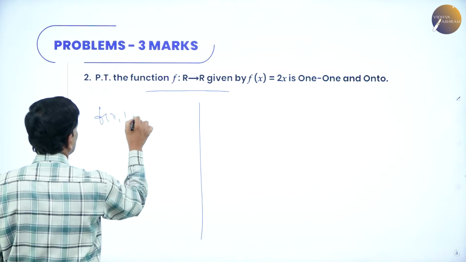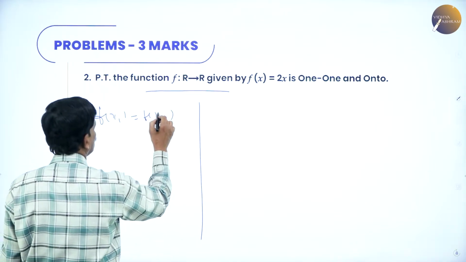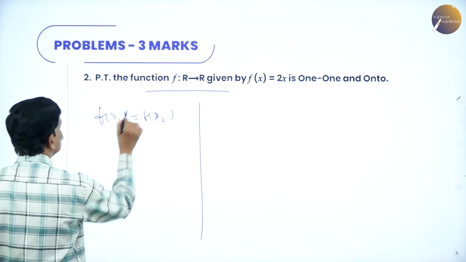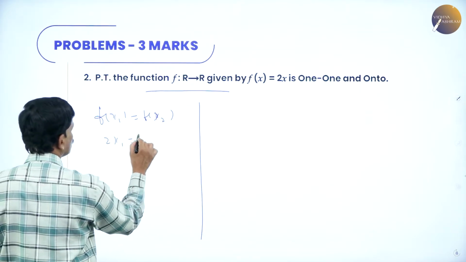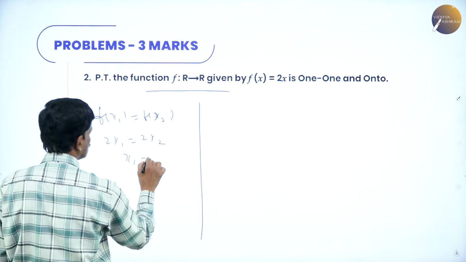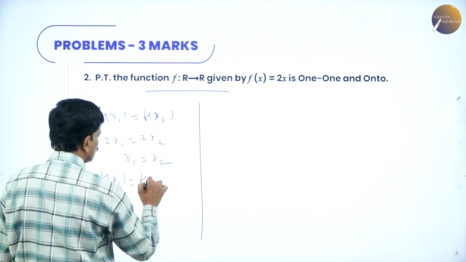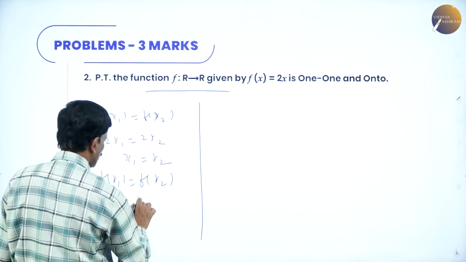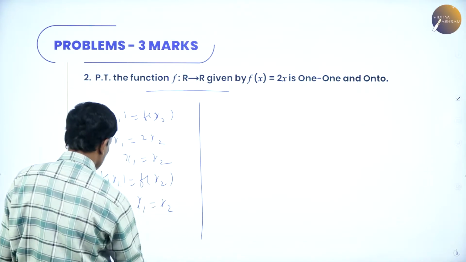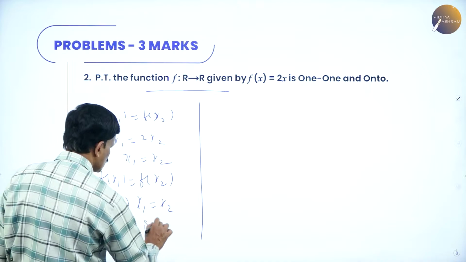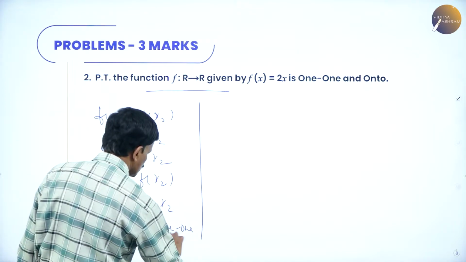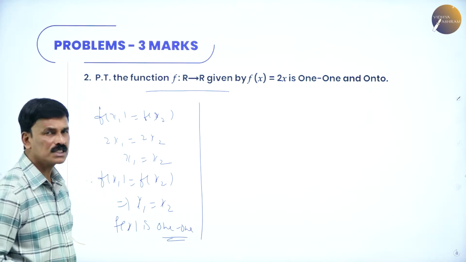Now f of x1 is equal to f of x2 for all x1, x2 belongs to R. What is f of x1? 2x1 is equal to 2x2 implies x1 is equal to x2. So therefore, f of x1 is equal to f of x2 implies x1 is equal to x2. Therefore, f of x is one-one function.